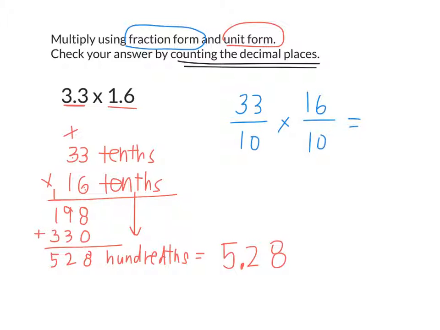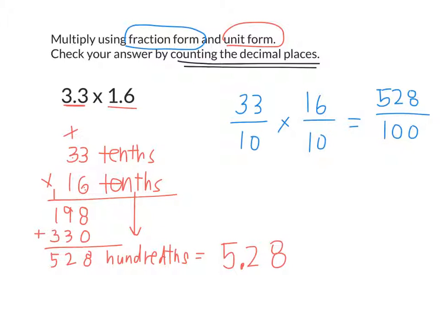So in order to get my new numerator, I have to do 33 times 16. We already did the math. What is 33 times 16? 528. What's 10 times 10 to get my new denominator? 100. So this is 528 over 100.